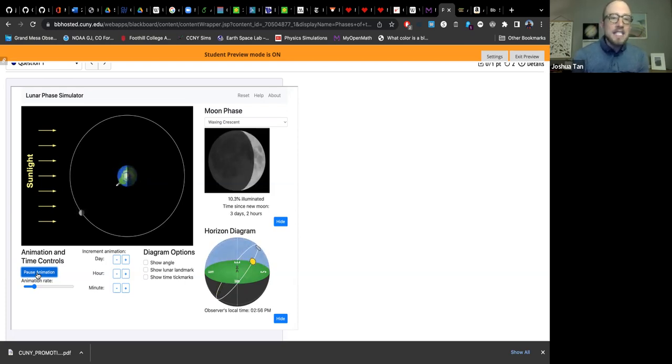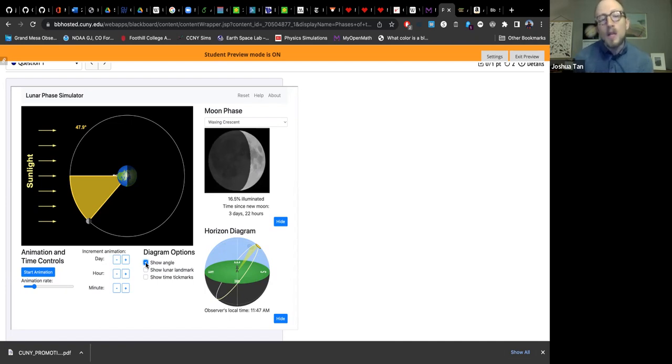Now, I can only see the moon when it's above me in the sky, and I can get a sense for when that's happening by looking at the horizon diagram. I can also get a sense for when that's happening. Let me pause the animation here, by looking at the angle information that I have. The angle information is telling me how far away the moon is from directly overhead. So right now, the angle is said to be 47.9 degrees. If the moon was more than 90 degrees away from overhead, then it would be beneath the horizon and I wouldn't be able to see it.